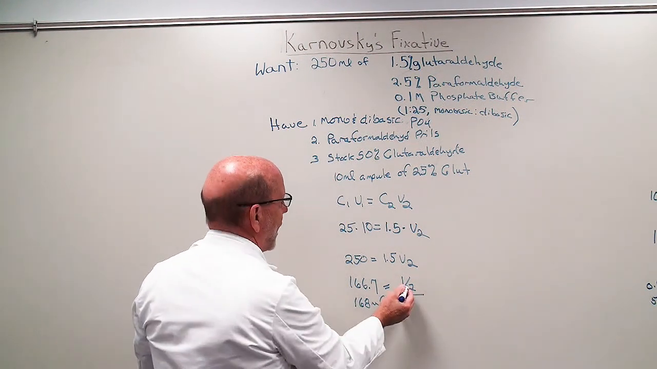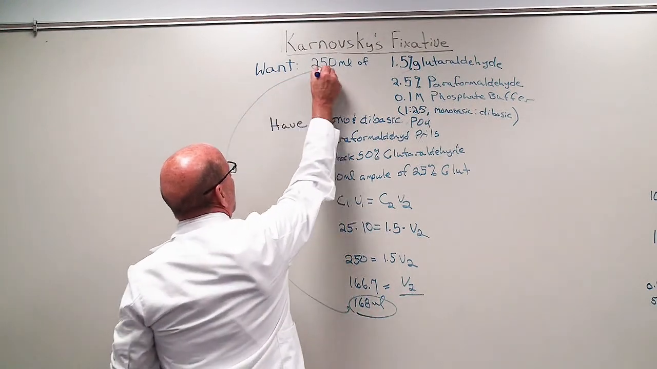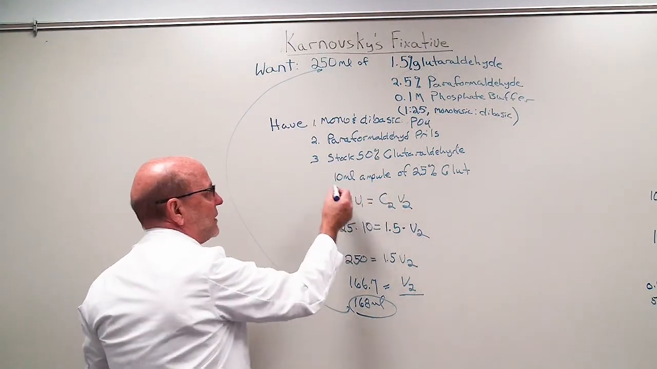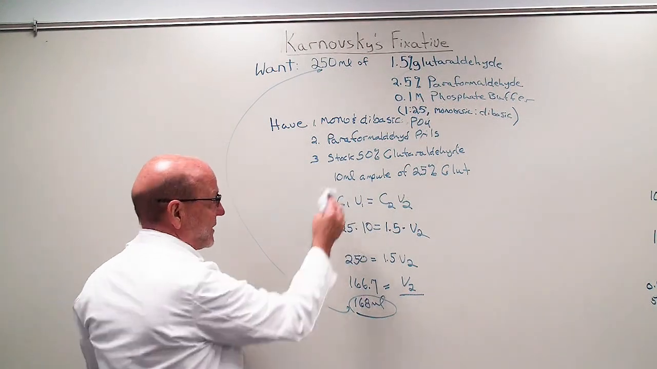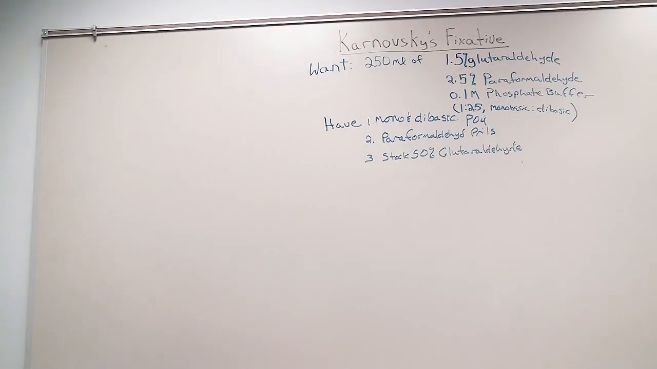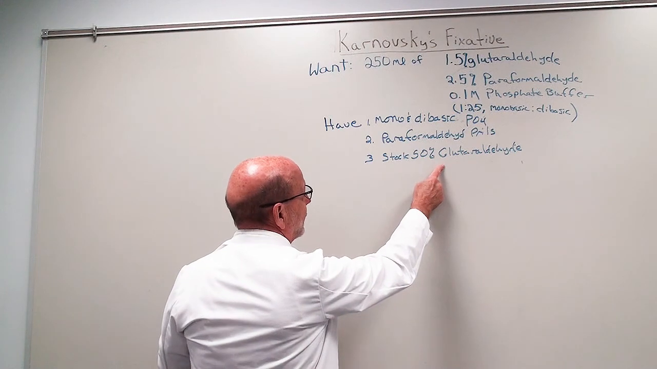So that would be if you have a 10 ml ampule of 25%. You can't make up 250 mLs, you have to make up 168 mLs. But we have the 50% stock, so we're going to use that. So we're still going to use the 250 mLs because we have the 50% stock.